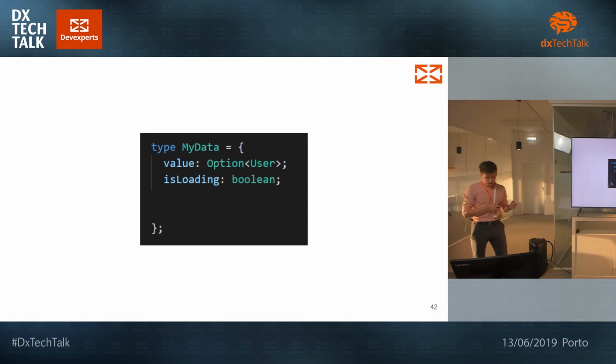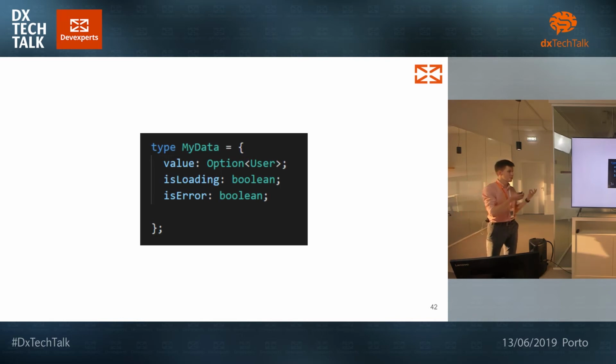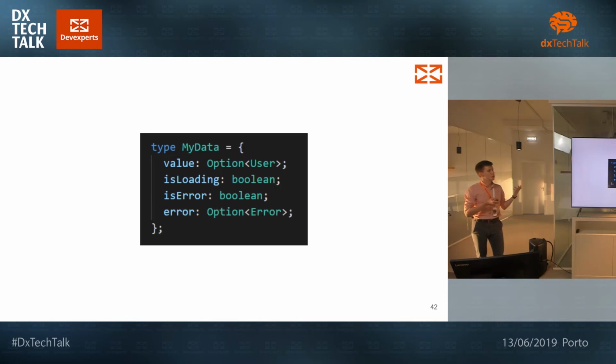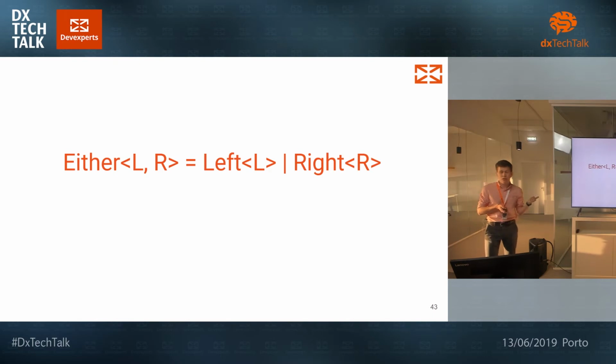Also, we need a flag to know whether we are in loading state, and then one more flag to know if there were any errors during our request, and if there were, what kind of errors. And there are a lot of problems with this approach. It leads to inconsistencies. You can easily forget to handle some cases. And this whole bunch of flags looks almost like our either data type, right?